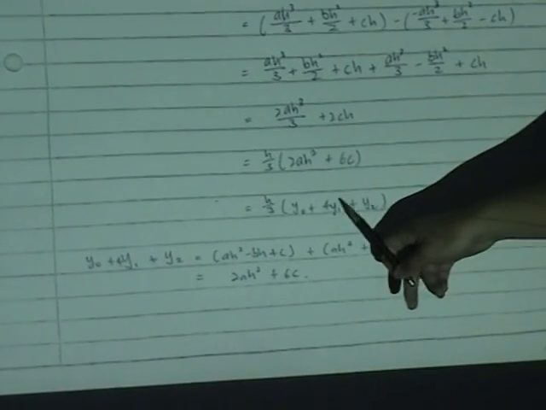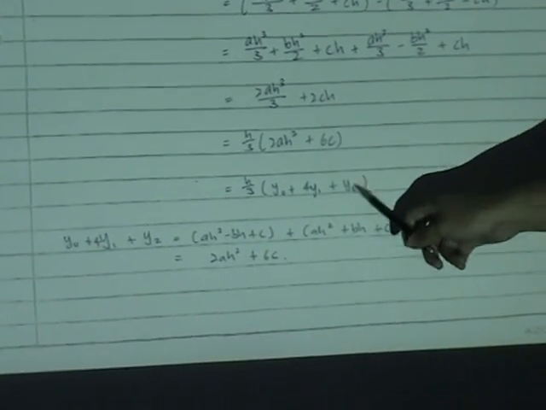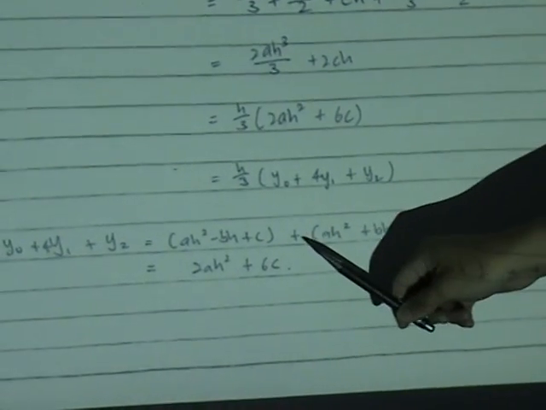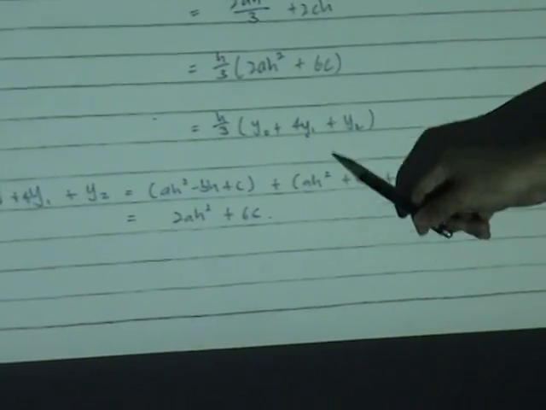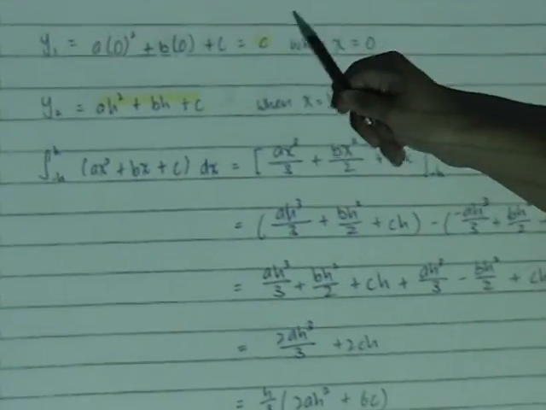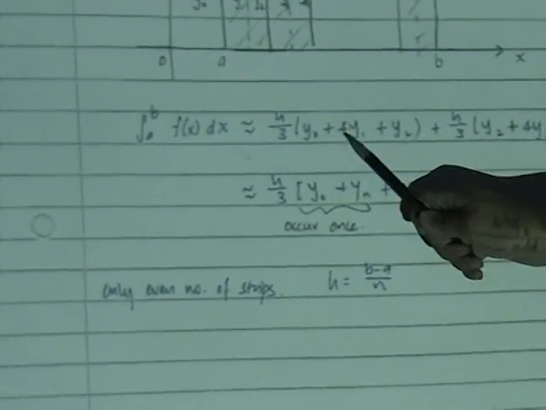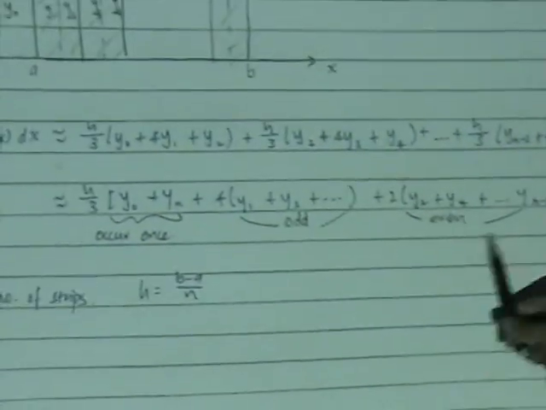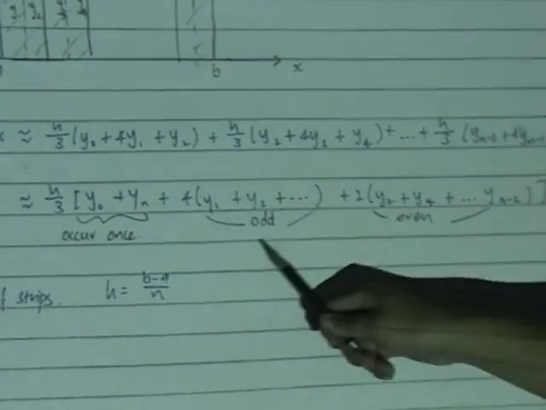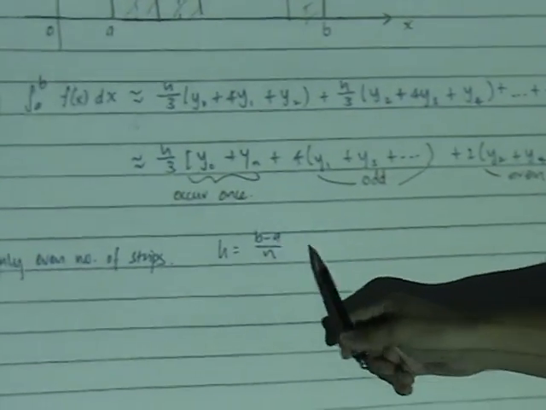So this result, y0 plus 4y1 plus y2, can be changed to 2ah squared plus 6c through these three derivations here. From the derivation you derived earlier on, you can add all of them together to get this final equation, which is the Simpson formula. And this one is only applicable to an even number of strips.